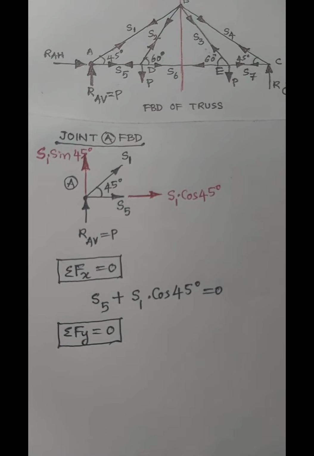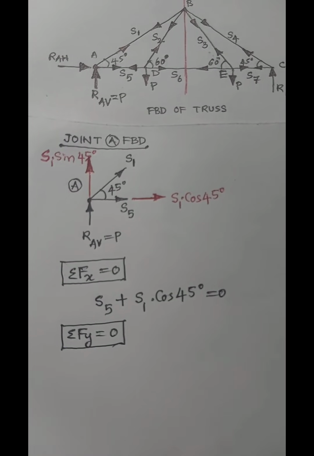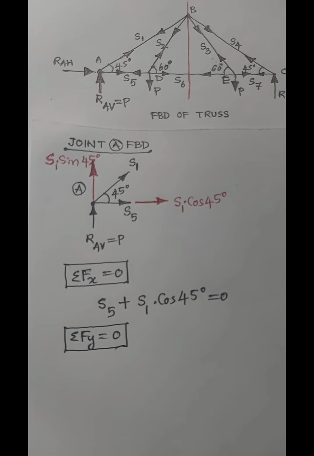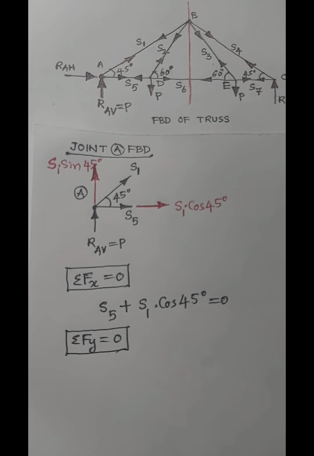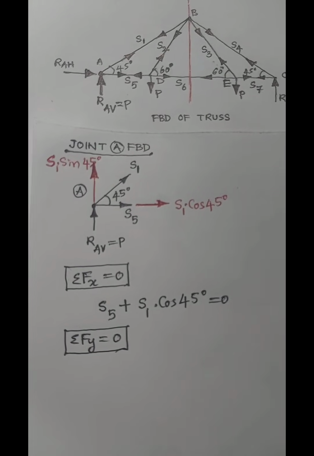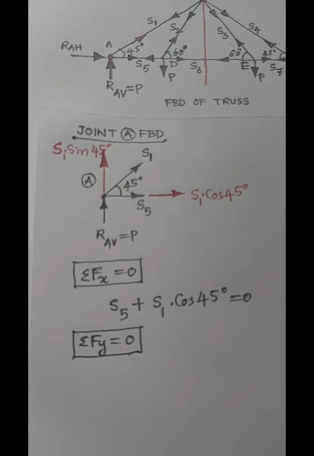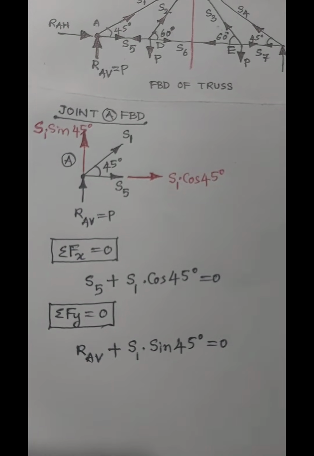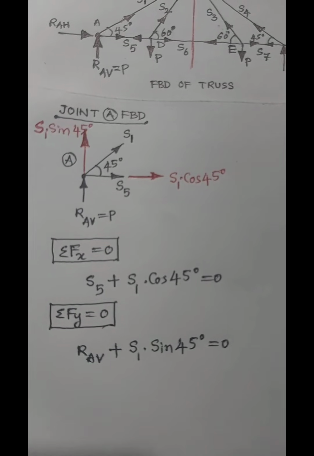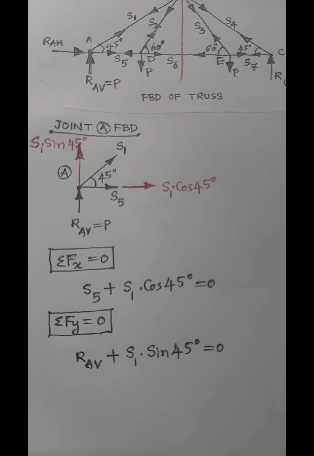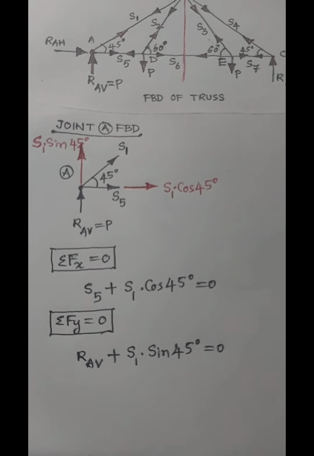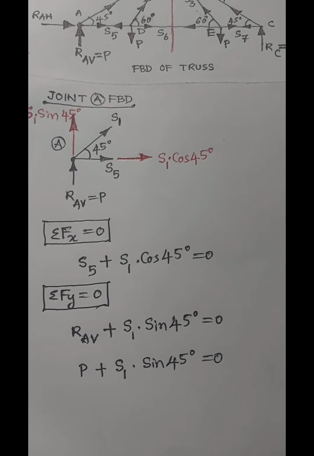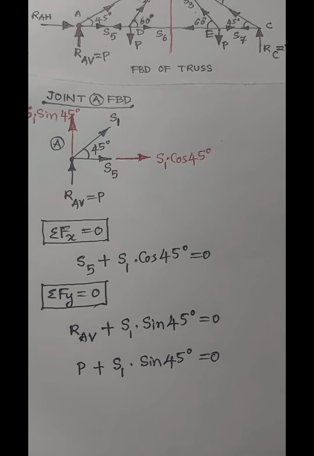Algebraic summation of forces along y direction equal 0. Vertically upward force is considered positive. From the free body diagram, RAV is directed upward, and S1 into sin 45 is directed upward. So these two forces are positive. RAV plus S1 into sin 45 equal 0, where RAV equal to P. From this equation we can find the S1 value very easily. S1 equal to minus P divided by sin 45.